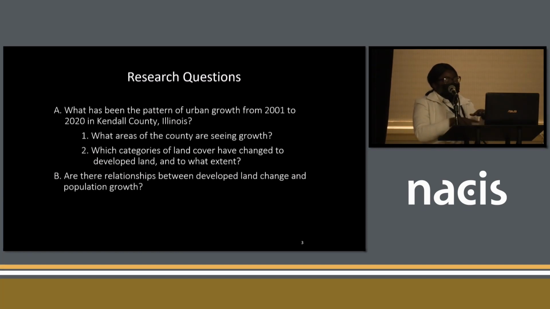I have two research questions. The first is to check the pattern of urban growth from 2001 to 2020 in the county, and under that I'll be seeing where growth is occurring, the categories of land cover that have been changed from other land cover to developed land, and what extent the change is. I'll also be looking at the relationship between developed land change and population growth.